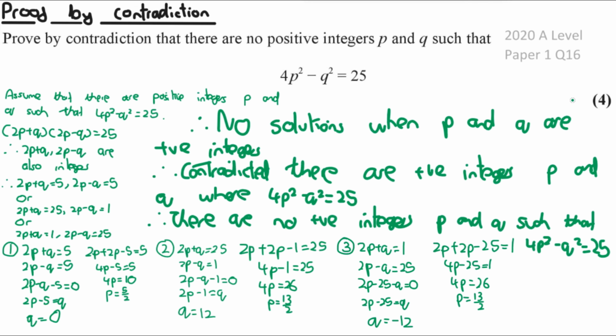So as I said, this is the only exam question they have asked on this so far, and there are none on the old spec, so I haven't included any more examples in this video. But of course, there are loads of examples of proof by contradiction in the textbook.